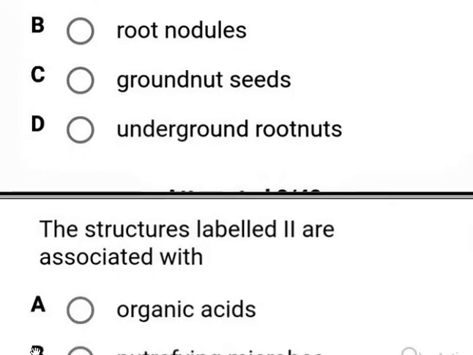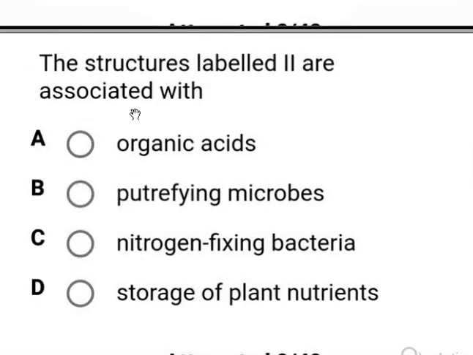So the next question, they asked us the structure labeled also in Roman 2 is associated with A, organic acid, B, photosynthesizing microbes, C, nitrogen fixing bacteria, D, storage of plant nutrients. So the correct option here is option C, which is nitrogen fixing bacteria.